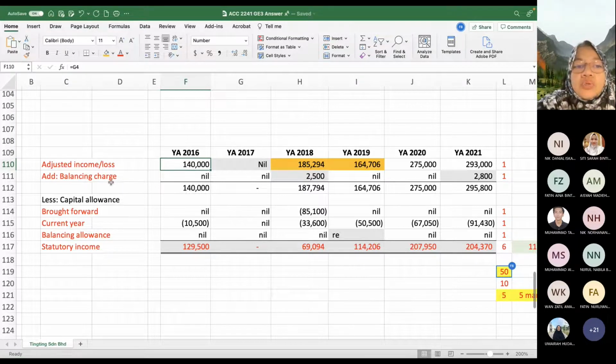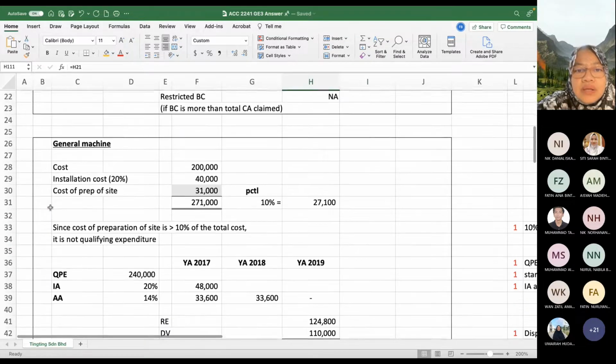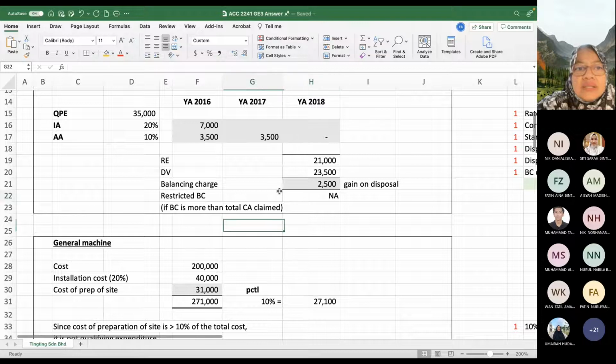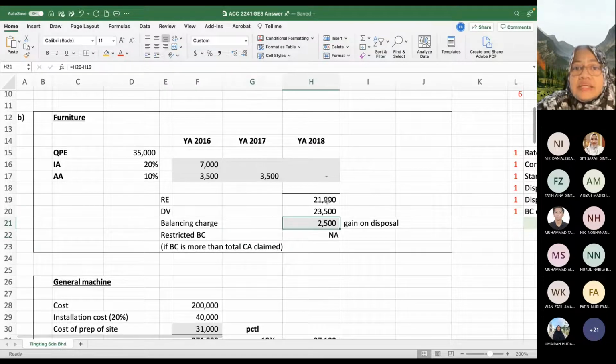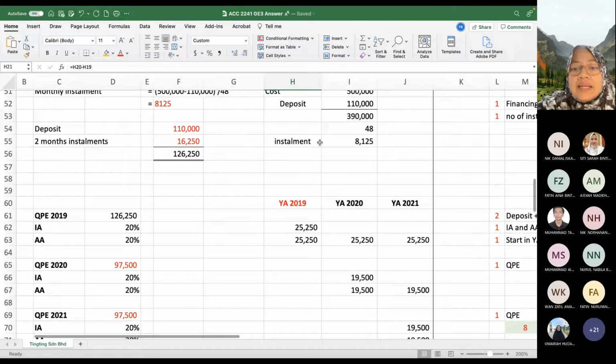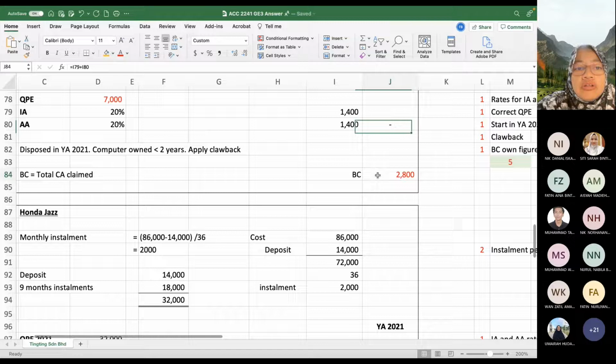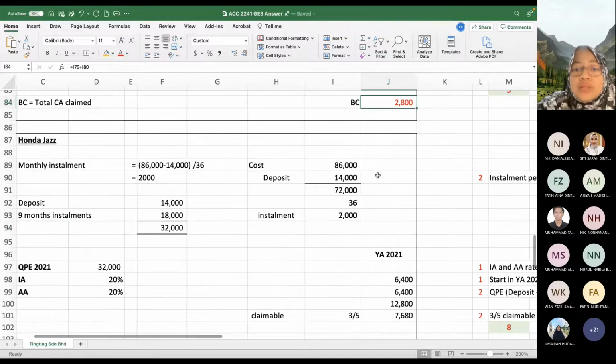All right, and then I also have the add balancing charge. I will only give a tick for the balancing charge if you show me correctly that it is claimed in the right year of assessment, which is in 2018 and 2021. So where do you get this balancing charge? I think that is the first disposal in 2005, on the furniture, so that is in 2018. So you bring that balancing charge in 2018. And another one, I think we have a balancing charge on the clawback, which is in YA 2021.